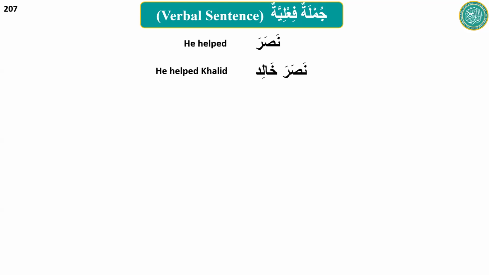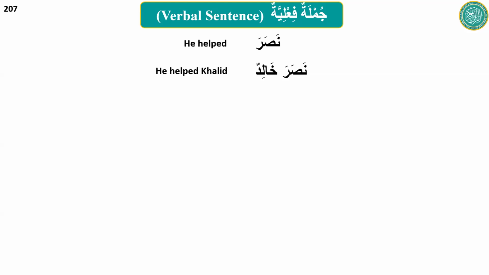The problem is there is nothing on the dal of Khalid. It needs to have something on it. I give you three options. It could be either Khalidun, or it could be Khalidin, or it could be Khalidan. Okay? So now you tell me what it should have. Khalidun. Nasara Khalidun. Does it mean he helped Khalid? Yes. What is the status of Khalidun? Marfu.